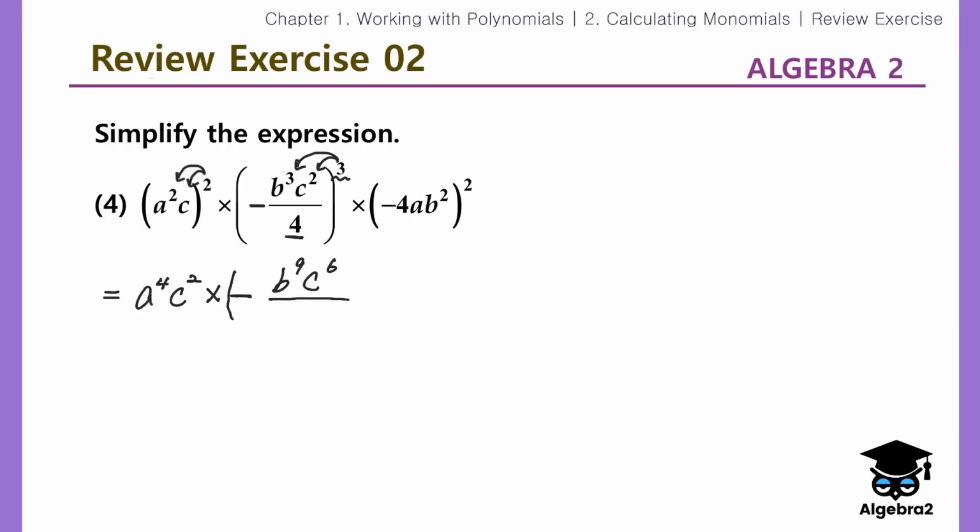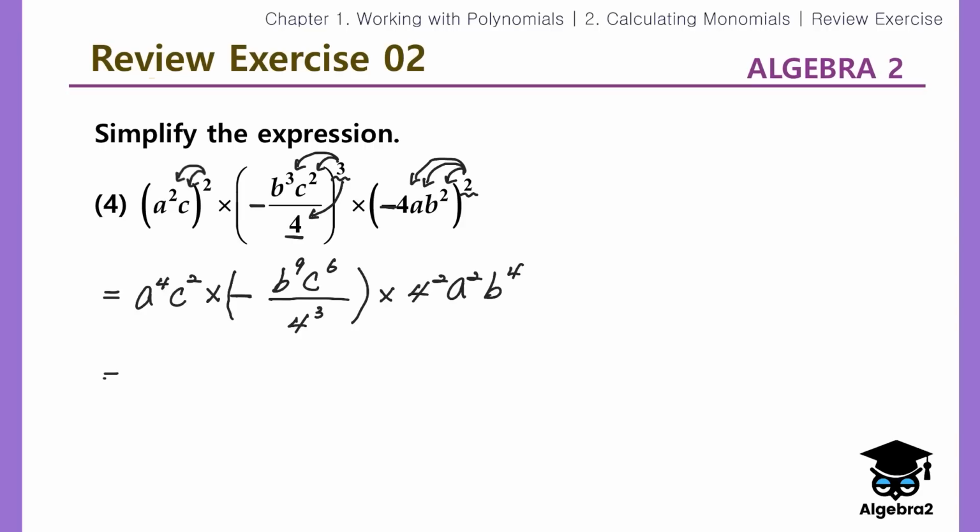And we have a 4 cube, right? 4 cube. And times, negative is multiplied an even number of times, then that's positive. So 4 square, and a square, and b to the 4, right?